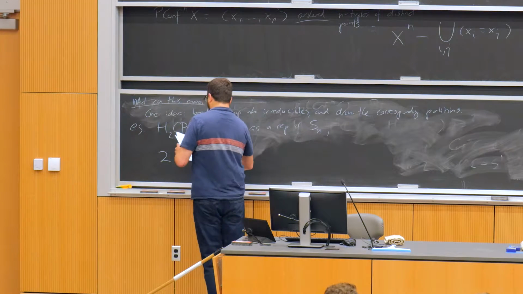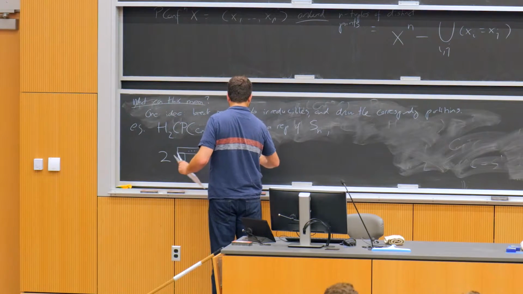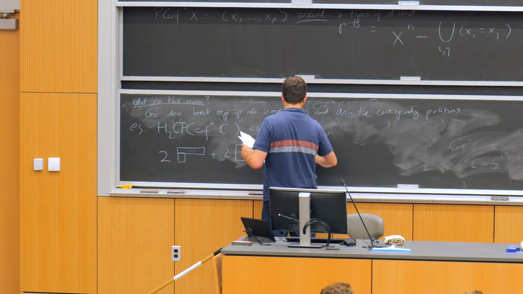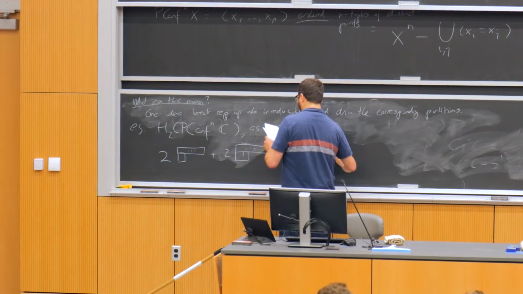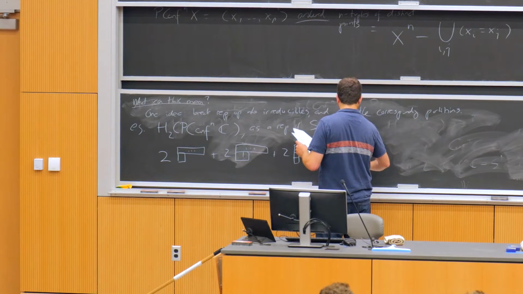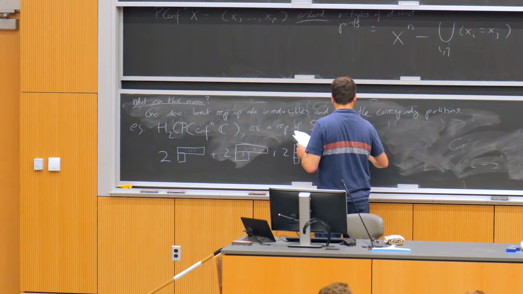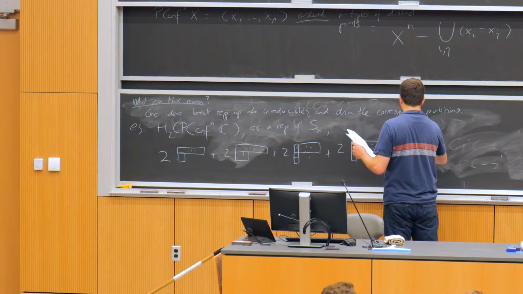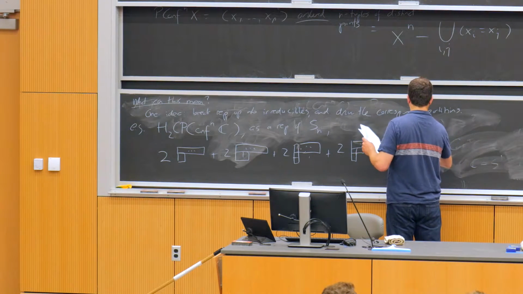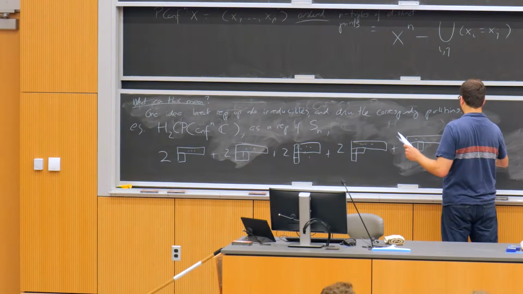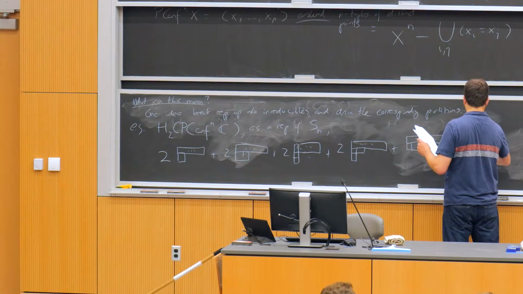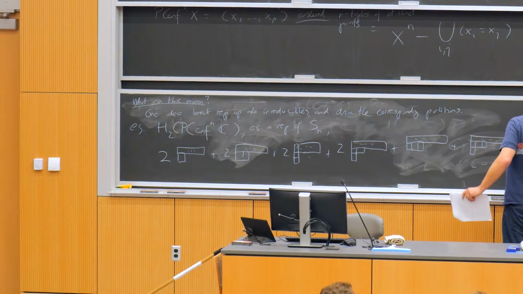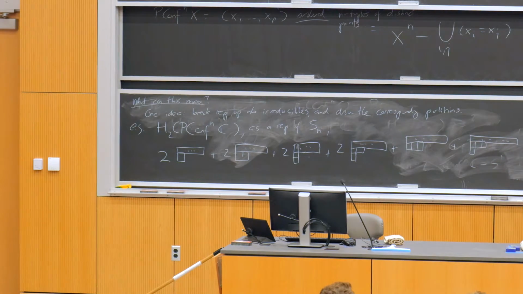And now let me write it out. It's plus 2 copies of this. So now the long bar is n minus 2, plus 2 copies of this, plus 2 copies of this, plus 1 copy of this, plus 1 copy of this, and this is for all n bigger than or equal to 7.